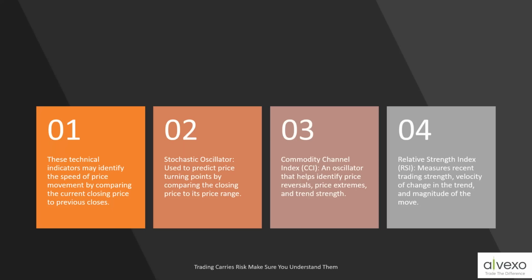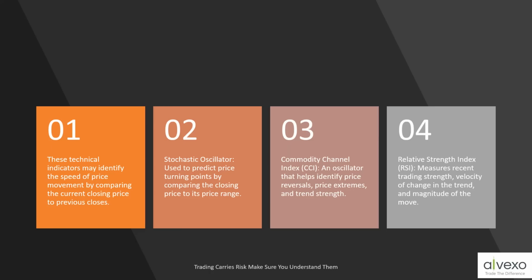So these technical indicators may identify the speed of a price movement by comparing current closing price to previous closes. Stochastics oscillator. Now, stochastics and RSI are two of the most well-known indicators in the marketplace. Everybody knows what they are, everybody understands it, and they are reliable. There's tons of literature on the internet to read about them and to understand them. But stochastics is used to predict price turning points by comparing the closing price to its price range.